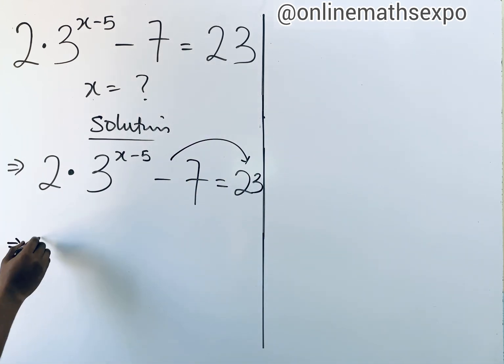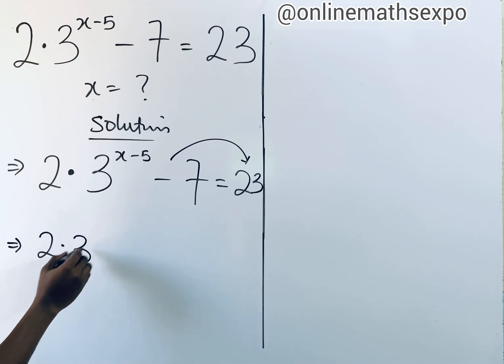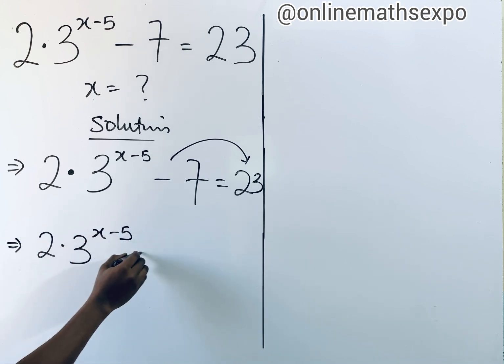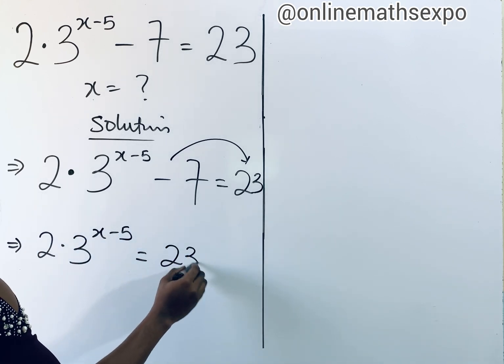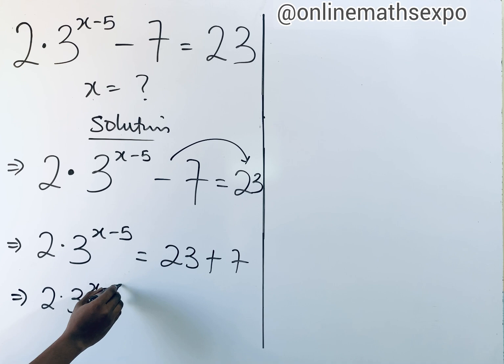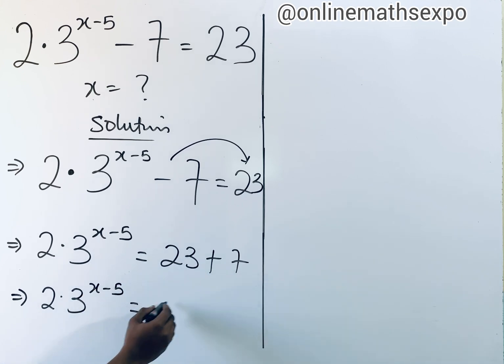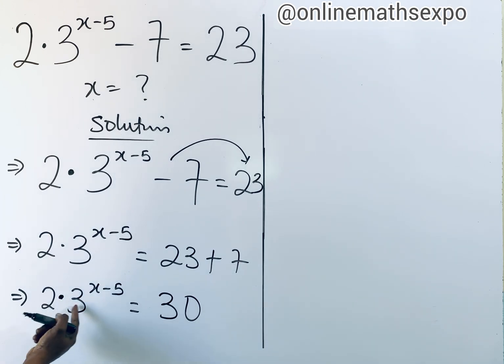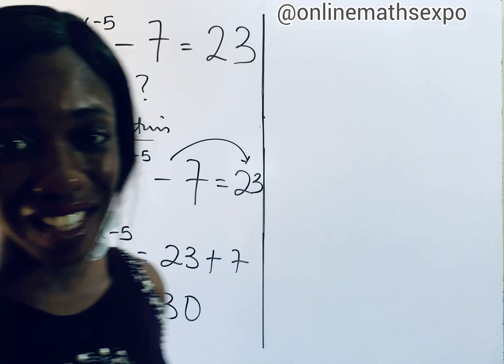So we have 2 multiplied by 3 to the power of x minus 5 is equal to 23 add 7. Did you see? So we're going to have 2 multiplied by 3 to the power of x minus 5. If you add this, it gives you 30. Interesting. Now, what do you do next? You observe that this is multiplying, and to remove multiplication, the opposite is to divide.